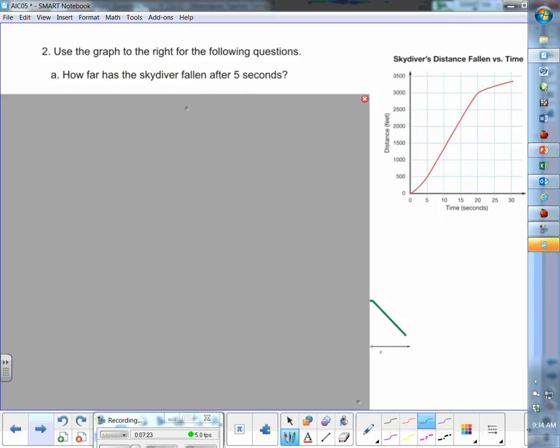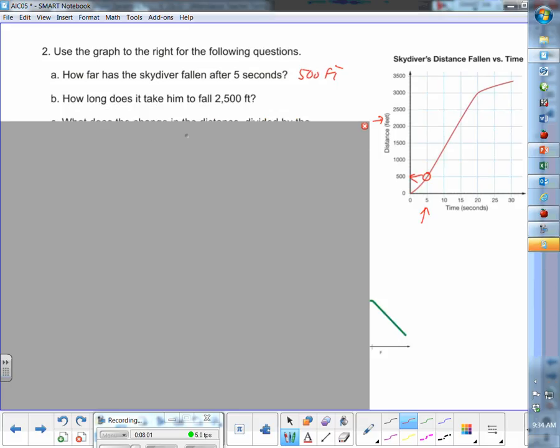Let's answer a couple questions. Use the graph to do the following. How far has a skydiver fallen after 5 seconds? Ethan, go ahead. It is 500 feet. Ethan went to 5 seconds and looked at the distance. And he said feet because he looked at the scale and saw the scale was in feet. And you would too, wouldn't you?